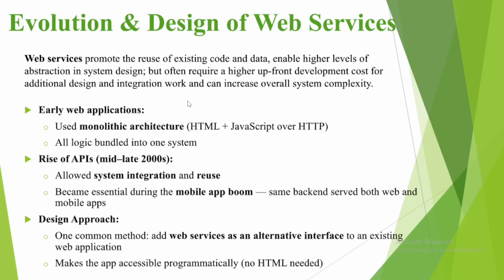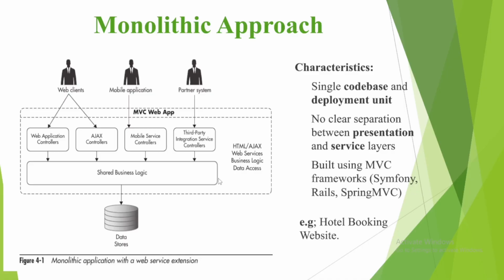Initially, web applications were built using monolithic architecture where everything was developed together in a single system. However, as the internet evolved and companies needed to integrate with other platforms, APIs became popular. Later, with the rise of mobile applications, APIs became even more important, so multiple devices could use the same backend. This led us to the monolithic approach. Now let's go to slide 4.